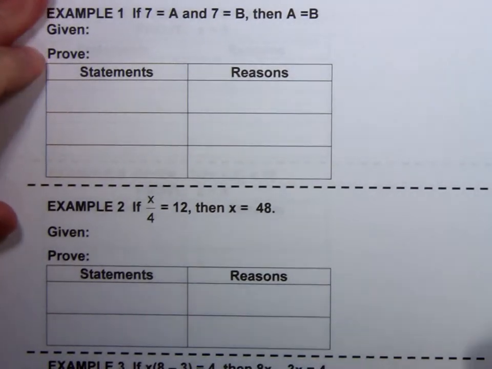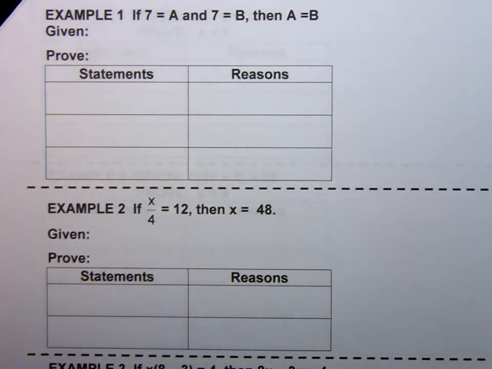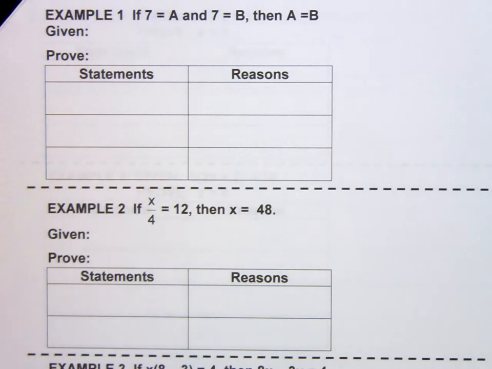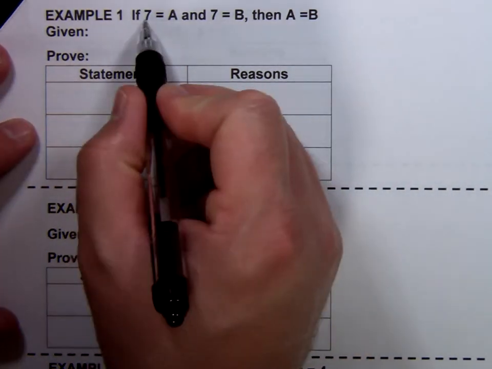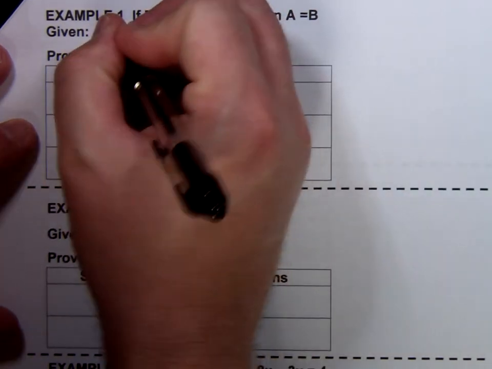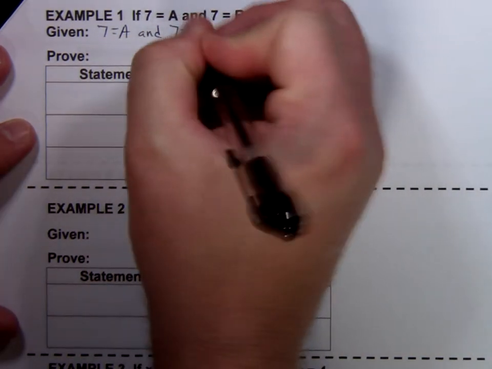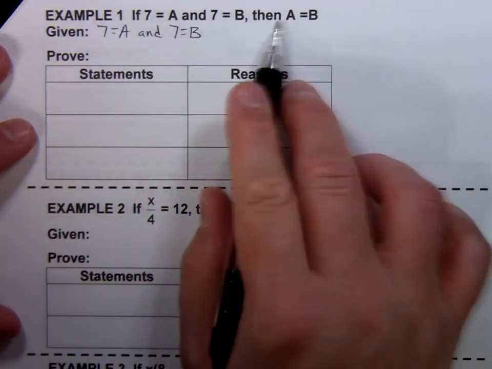So this one is given to us as a conditional statement. It says if 7 is equal to A and 7 is equal to B, then A equals B. So remember, the if portion of the statement is what's given to us. So I'm going to fill in what's given. 7 is equal to A and 7 is equal to B. And what we're going to prove is that A equals B.